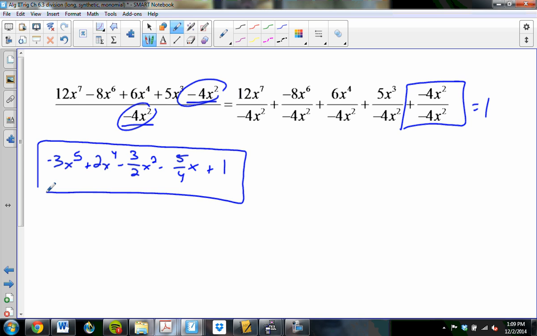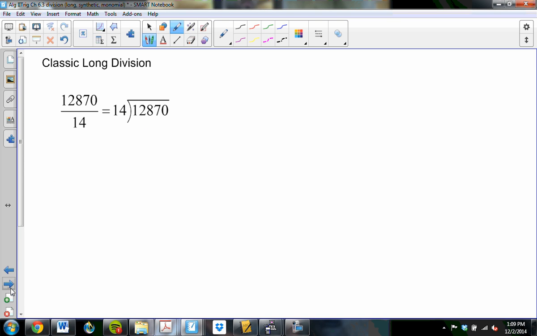It's fairly straightforward. I'm going to review how to do long division really quick, because I think long division is something you haven't done in a long time and something you've forgotten, and you might actually learn something new here you haven't learned before about long division. When I'm doing 12,870 into 14, well, really I'm doing 14 into 12,870. The number on top goes inside, the number on the bottom goes outside.